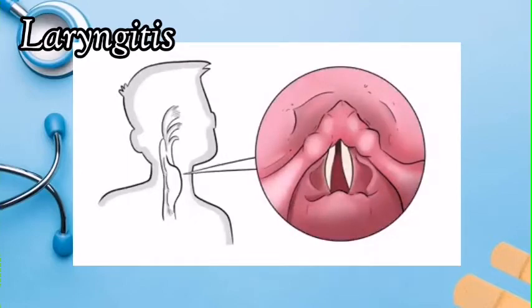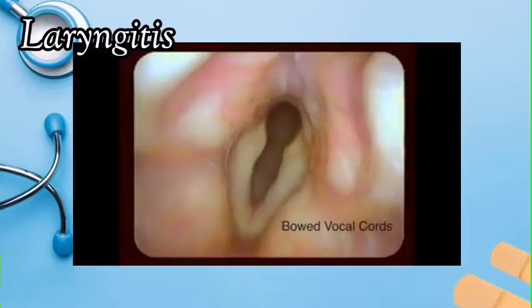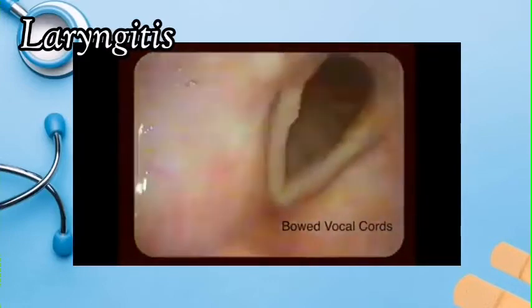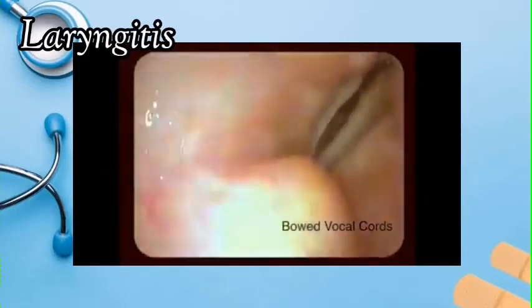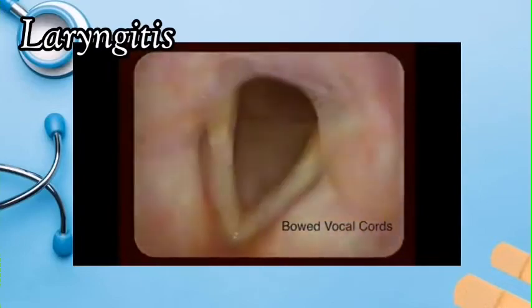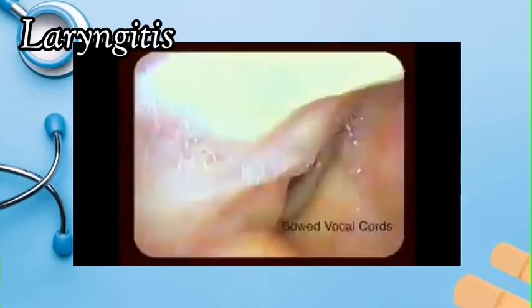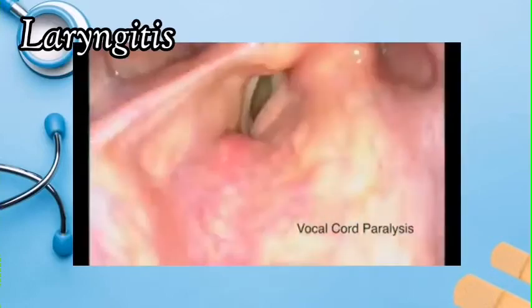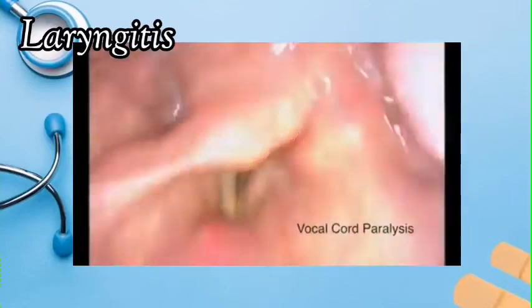And this is the bowed vocal cords. Here are two examples of when the vocal cords do not come together tightly. The first video demonstrates bowed vocal cords, in which the vocal cords are too thinned out. The second shows a paralyzed vocal cord, where one of the vocal cords is not moving.